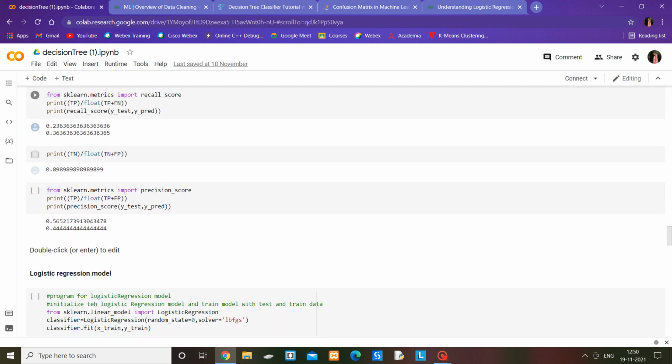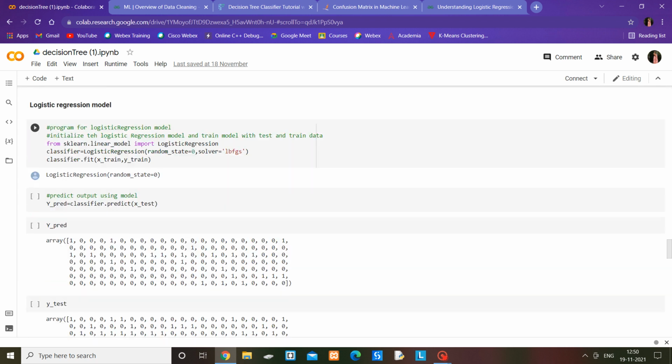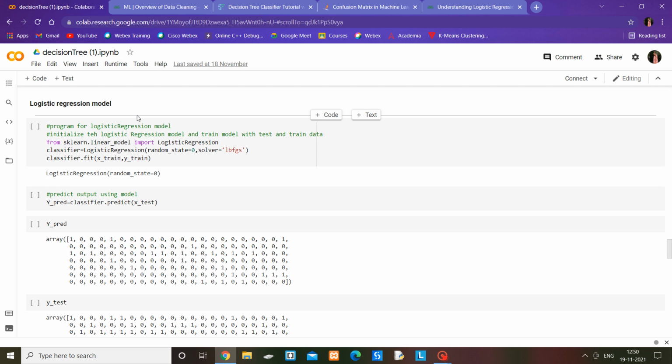In this way we understand the confusion matrix. Then let's see the next topic, the logistic regression model. We will see what the logistic regression model is.